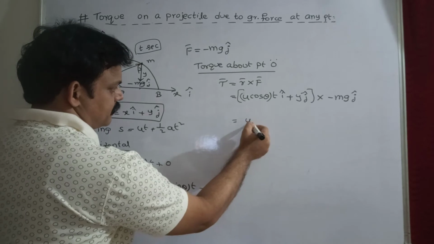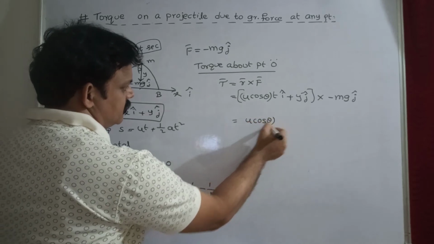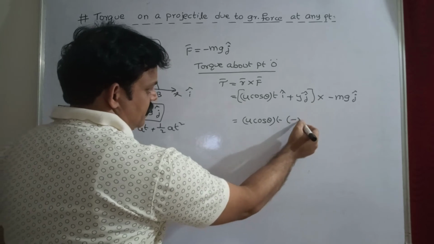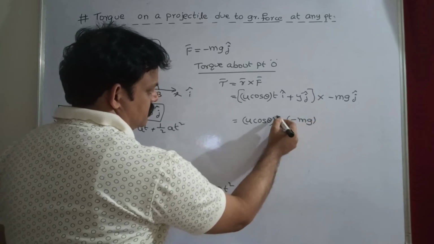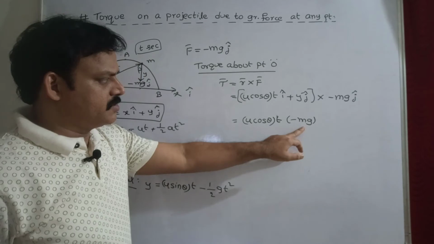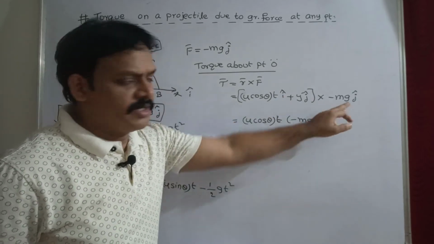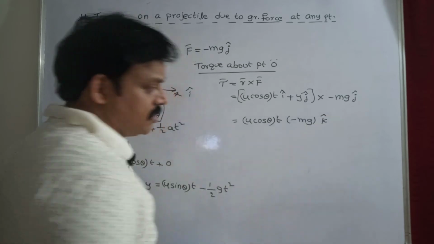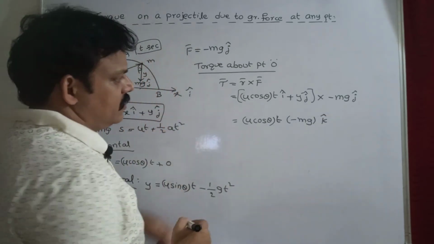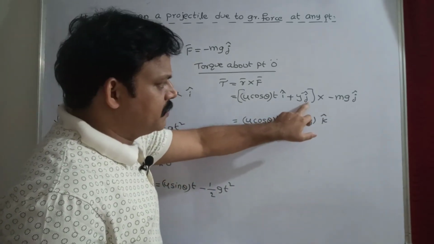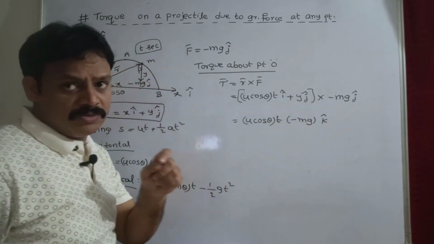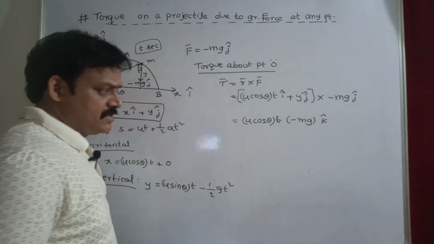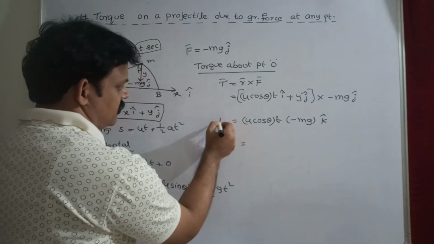So, I can write u cos theta into t, again minus mg, into minus mg. This is u cos theta into t into minus mg. i cap cross j cap is nothing but k cap, based on the properties of vector product. And what is the next one? j cap cross j cap is always zero. Cross product of a vector with itself always gives a null vector. So I can leave it as it is. So this is the expression of torque.